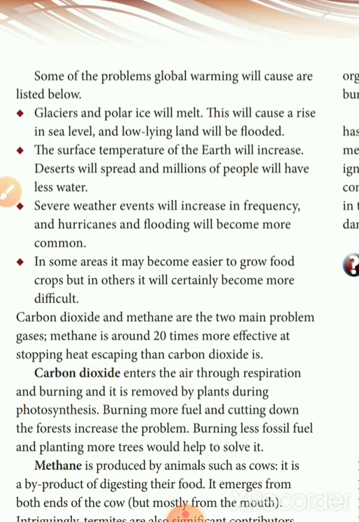Next one is that severe weather events will increase in frequency, and simply hurricanes and flooding will become more common. So simply tornadoes or different things related to human activities. Basically, a difference in pressure is developed, which is responsible for causing the tornadoes. So simply they are saying that human activities promote elevation in temperature.